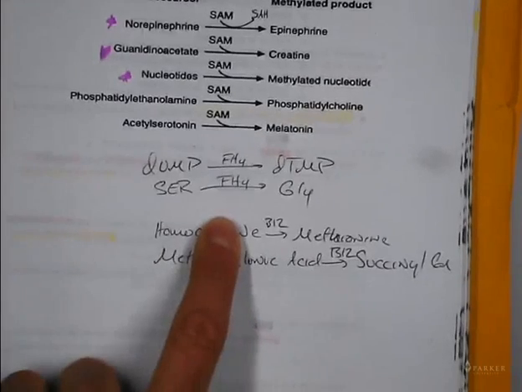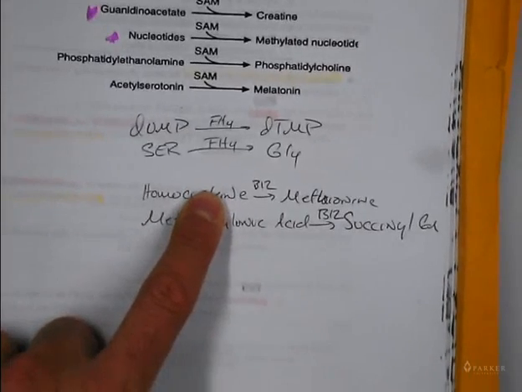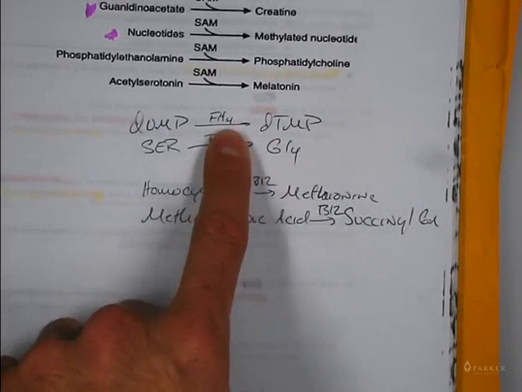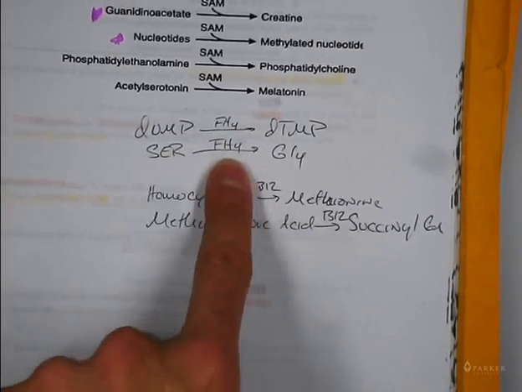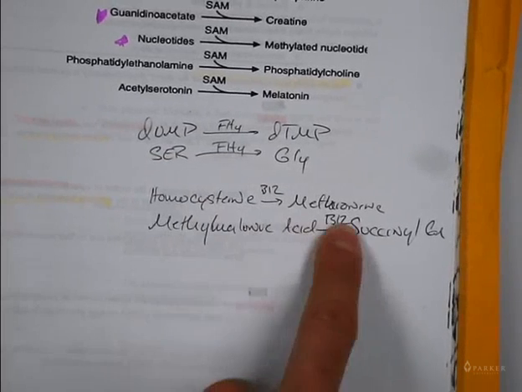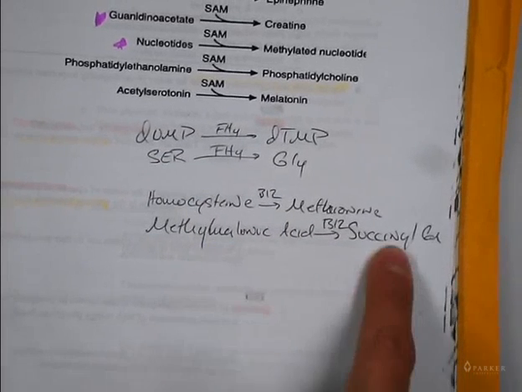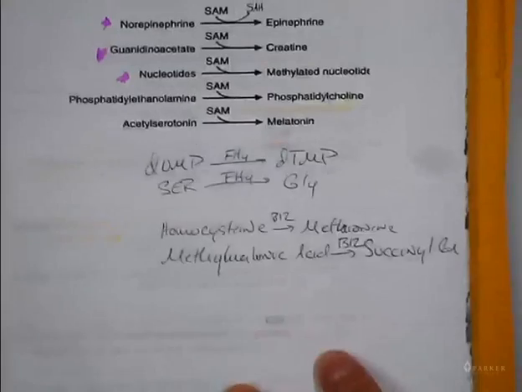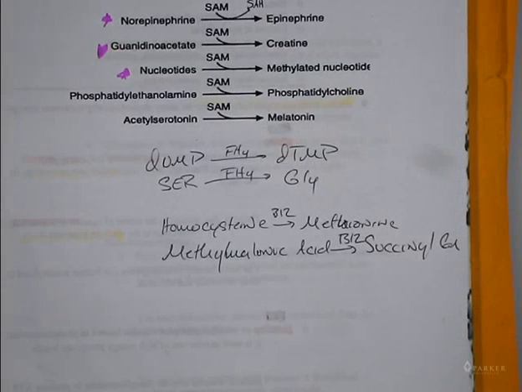I put your other four examples here that you need to know. Conversion of dUMP to dTMP for DNA synthesis is THF. Conversion of serine to glycine is THF. Conversion of homocysteine to methionine is B12, and methylmalonic acid to succinyl-CoA is B12. Methylmalonyl-CoA, methylmalonate, or methylmalonic acid are all the same thing, going to succinyl-CoA.